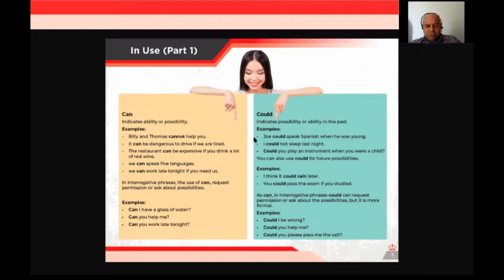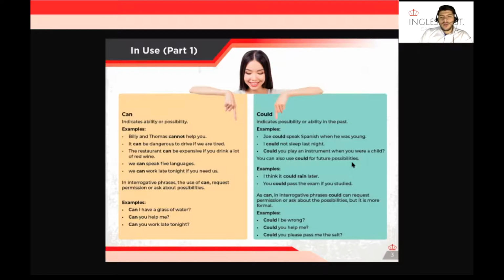You can also use could for future possibilities. Yes, this is part of the next usage of could. As I told you, we use could to indicate possibility or ability in the past. So it's very similar to can, but in the past. For example, Joe could speak Spanish when he was young, and this gives the idea that he can no longer speak Spanish, possibly. But then we can also use could for future possibilities.